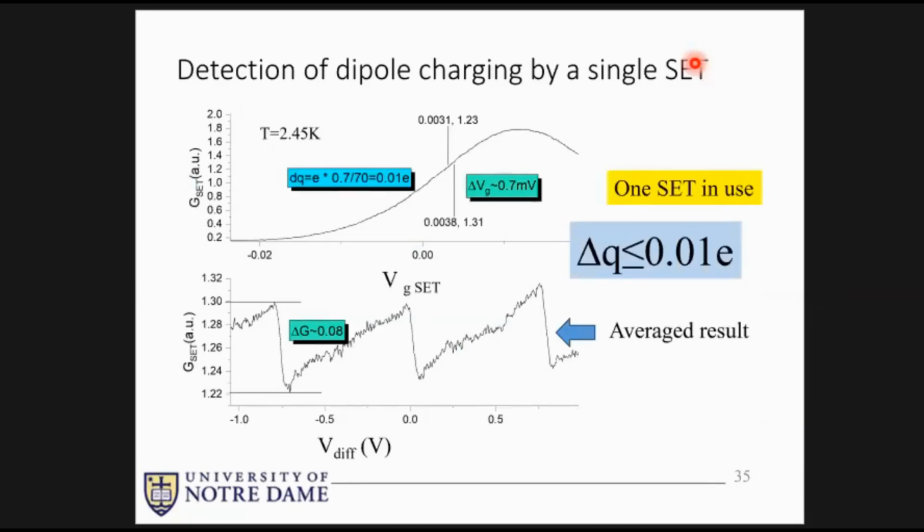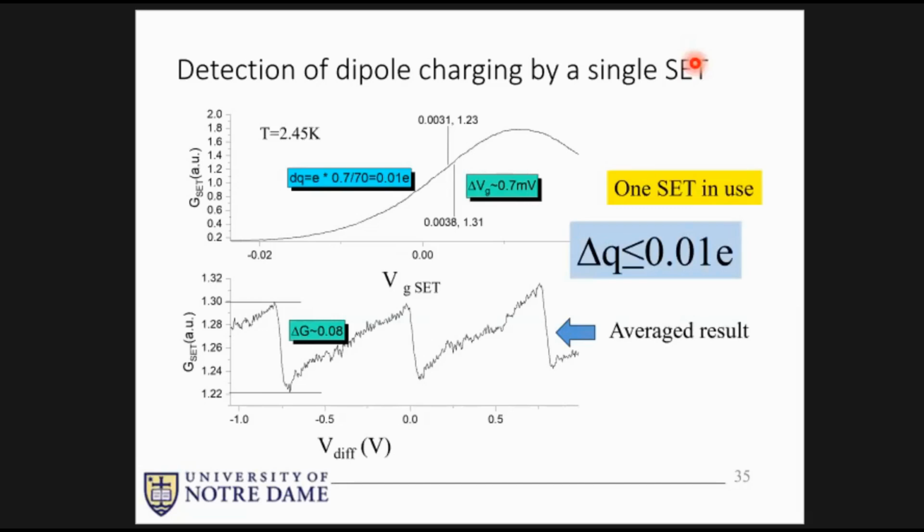So basically, this is the response characteristic of our sensor. And on that scale, this is how much we detect. So this is the detection of the electron switching from one dot, the dipole, to the other. As you can see, the charge increment is fairly small. It's only about 1/100th of an electron, but it can be quite reliably detected.